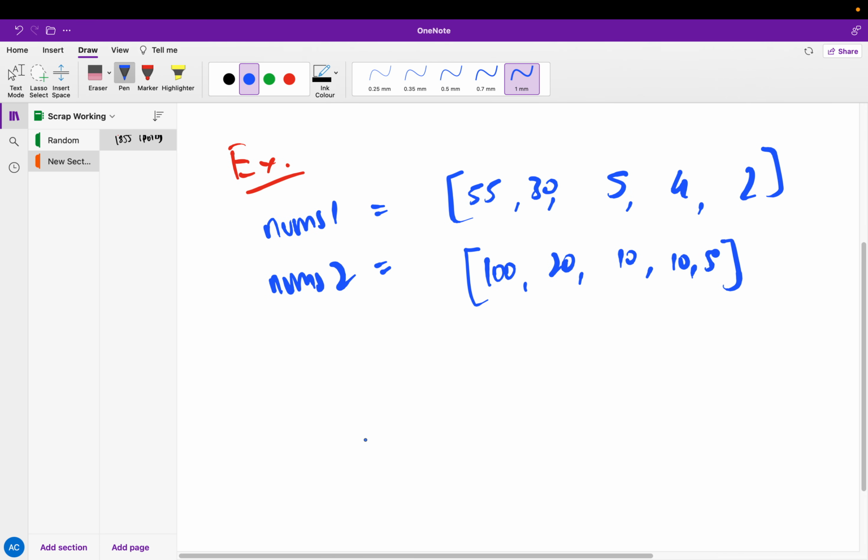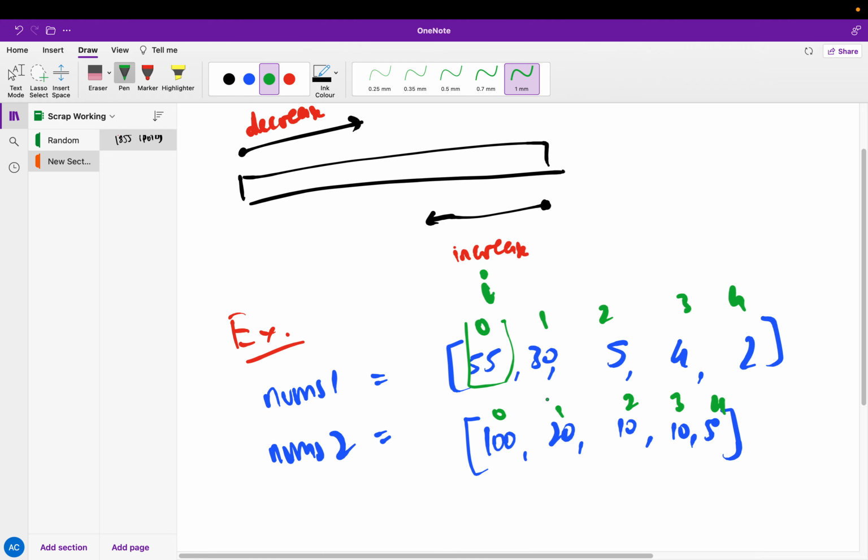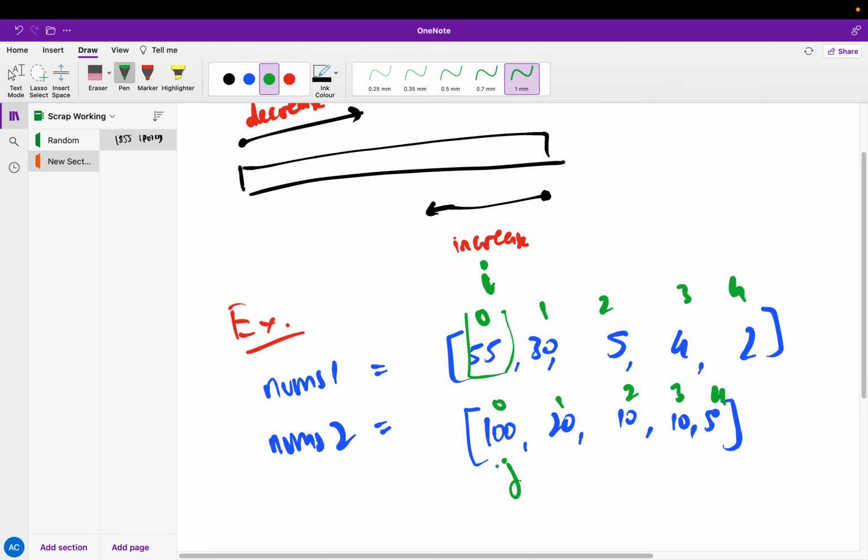Okay, so we're looking for the max distance that we can between a pair. If, for example, the i value is here, we're looking for the rightmost j value that is bigger than or equal to i, but has an array value that's bigger than or equal to the value at i. So we're looking for the thing bigger than 55. So j would have to be here.